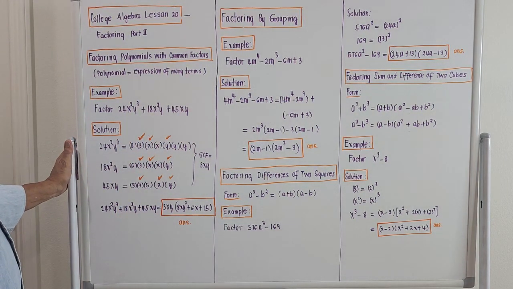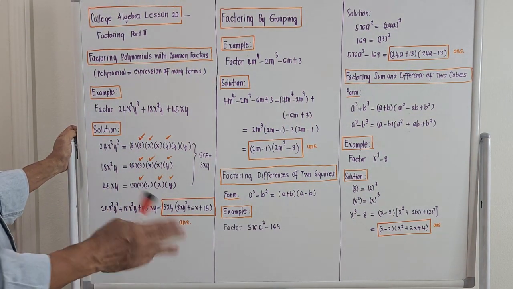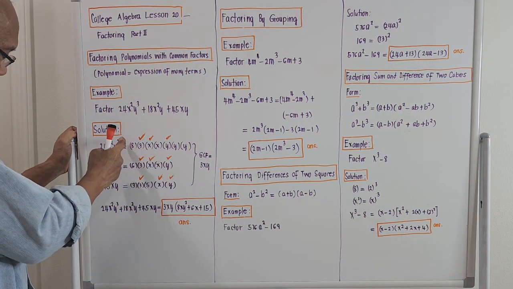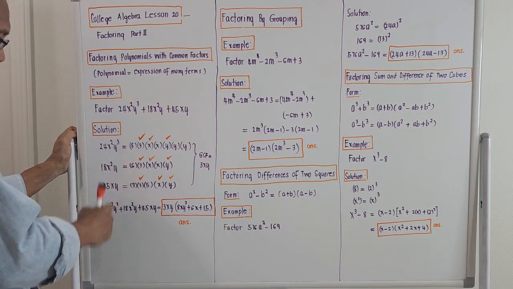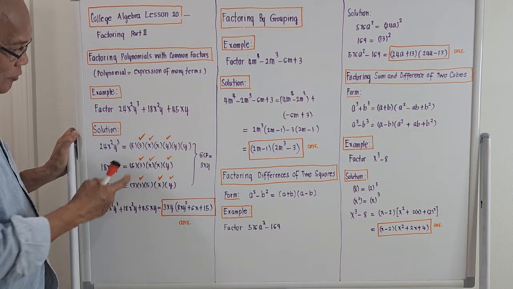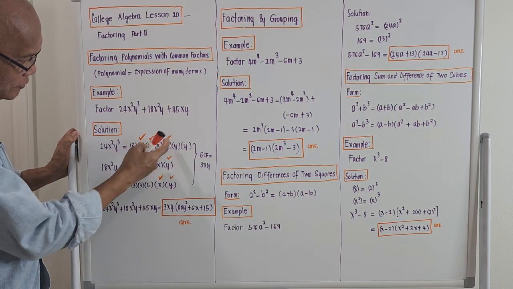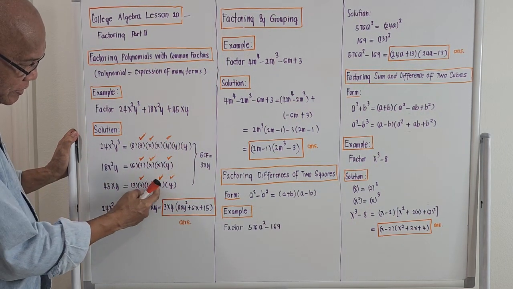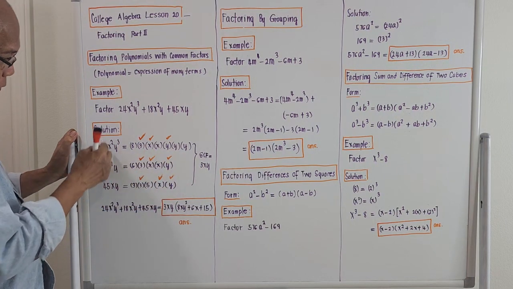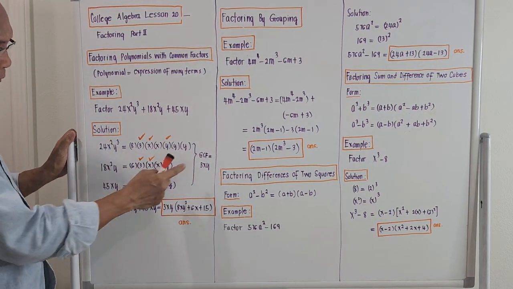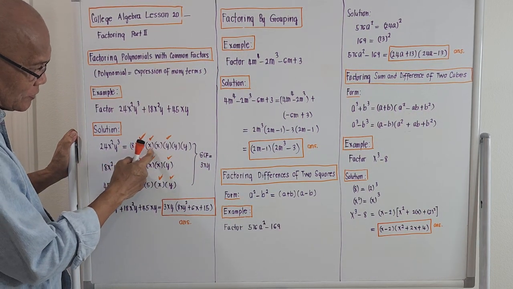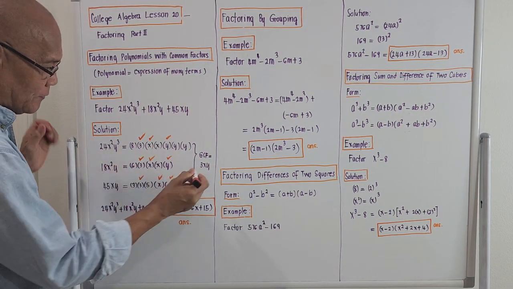So actually we got 3 terms which are similar to all the first term, second term, and third term. Meaning there is a common factor 3, x, and y. This is 3, x, and y. This is 3, x, and y. So for the 3 terms that are given, the greatest common factor is actually the product of 3 times x times y. It is 3xy.